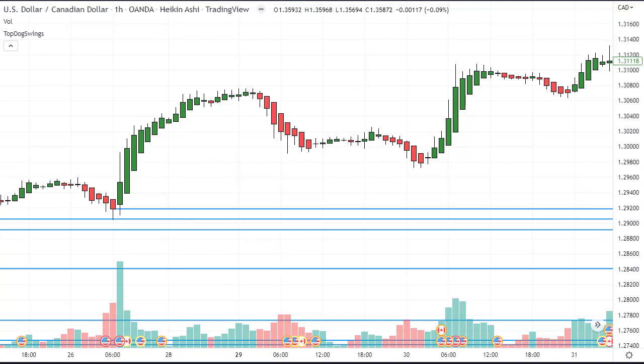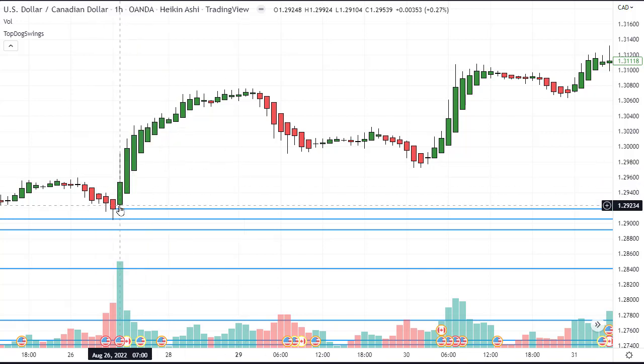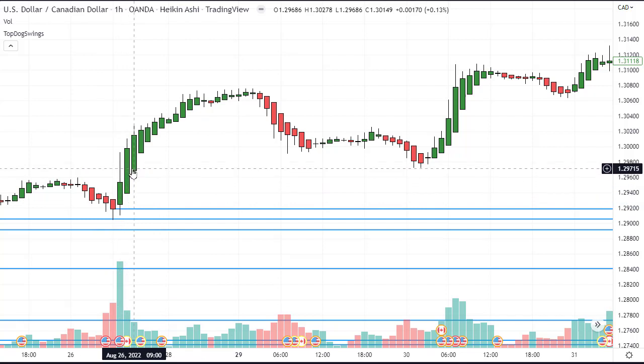Now, here's the dealio. The special secret sauce here is we're using Heikin-Ashi bars. This is TradingView, by the way, but there are a lot of different trading platforms that have different types of bars. So instead of using Japanese candlesticks, we're using Heikin-Ashi. I'm not going to explain all the details of that. You can look that up on the interwebs. But what's cool about it is it just simplifies trading in this way.